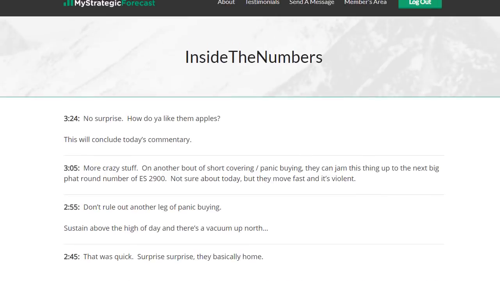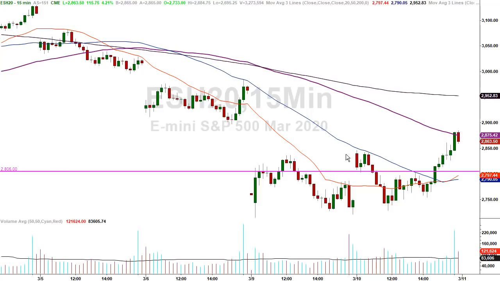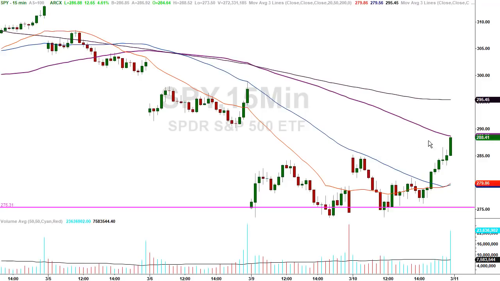Moving right along into the end of the day, you'll see, no surprise, how do you like them apples? That will conclude today's commentary. Why did I say that? Because the market got above the highs, continued the short squeeze into the end of the day. They didn't quite get to the big fat round number of 2,900. We can go back to the SPY. However, they did run right up into the 15-minute chart, 100 period moving average.